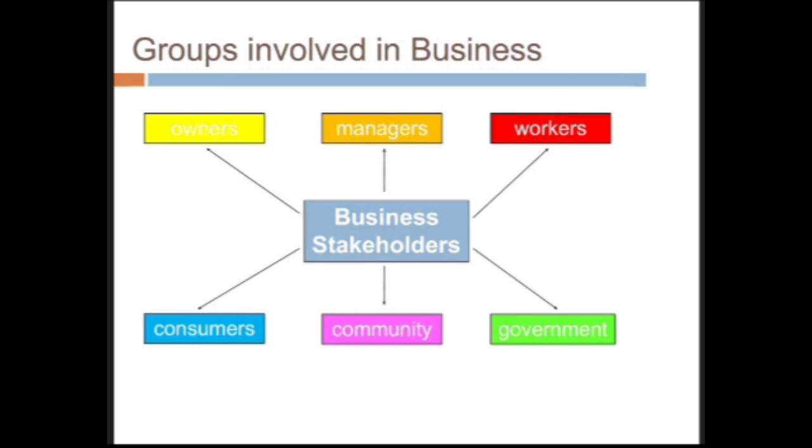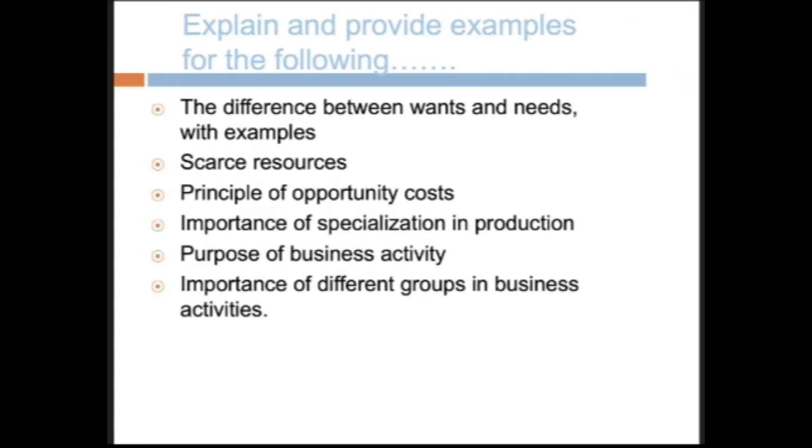Groups involved in the business: what are the groups? Managers, workers, stakeholders, consumers, community. Why? Managers are those who run the business, workers are those who work, and are also related. Consumers who consume, the community that requires, and the government who is also involved. Explain.